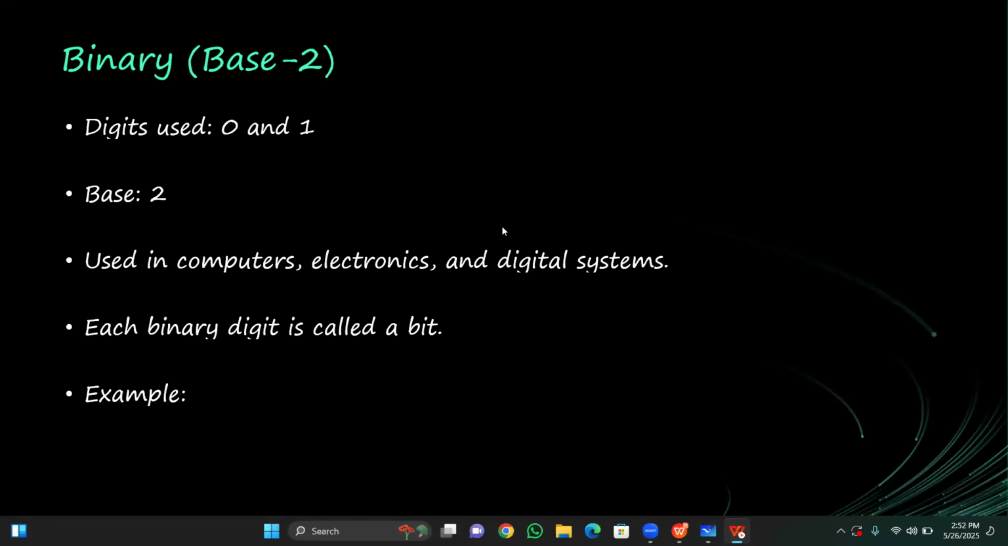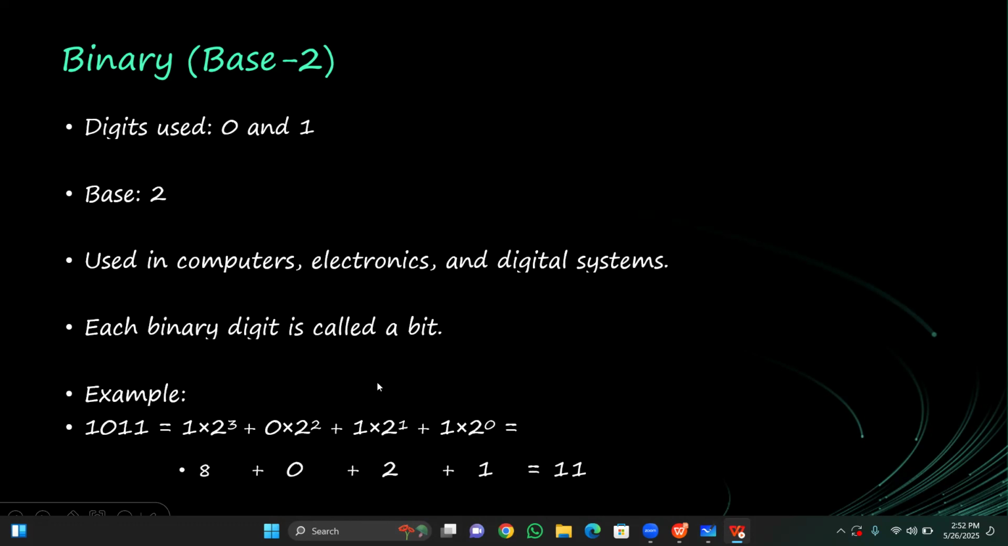Absence of an electric current is 0. Remember the first few sessions we talked about. So when you have 1011, this is how you work it out, and you're actually going to get 11. So this is the binary number system.